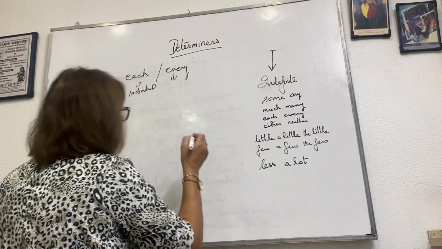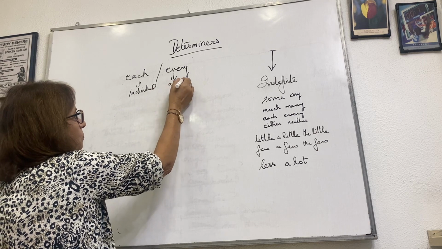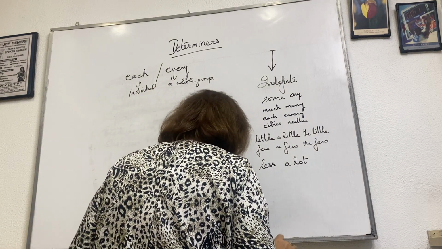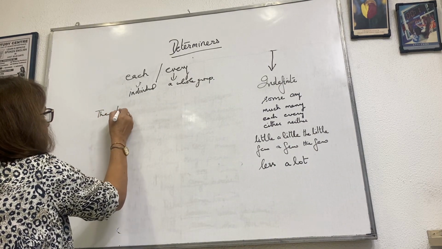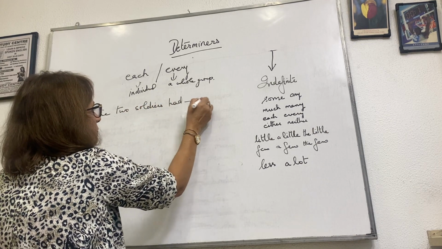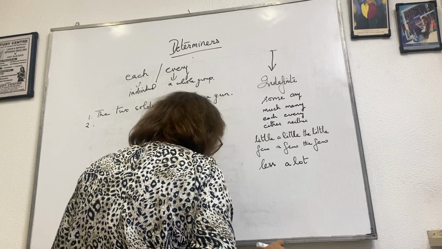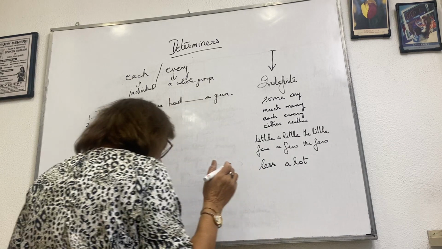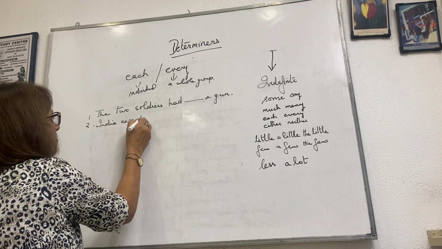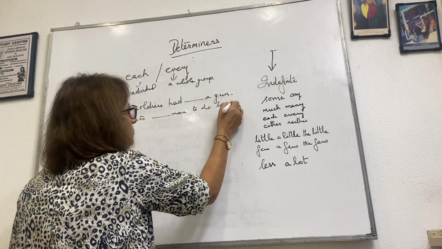One or two things. And every means a whole group. Now, for example, the two soldiers had each a gun. And let me take the second sentence: India expects every man to do his duty.